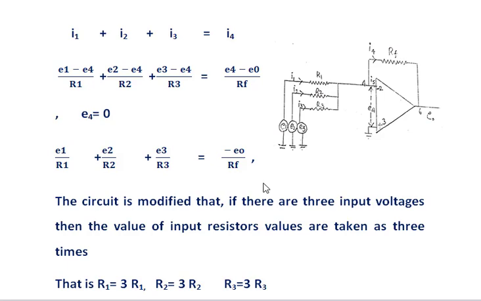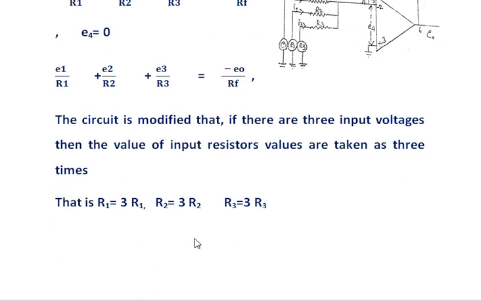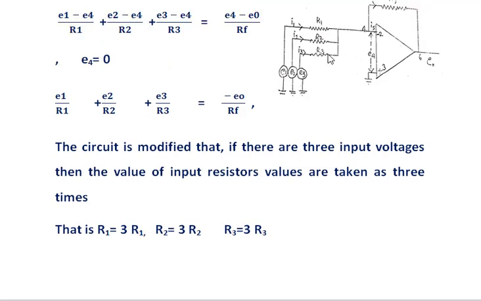This circuit is now modified. How is it modified? See here, there are three resistors R1, R2 and R3. These three resistance values are replaced by new values. So R1 is taken as 3R1, R2 is taken as 3R2, R3 is taken as 3R3. Depending upon the number of input voltages, the number of resistors varies, so its value also varies.